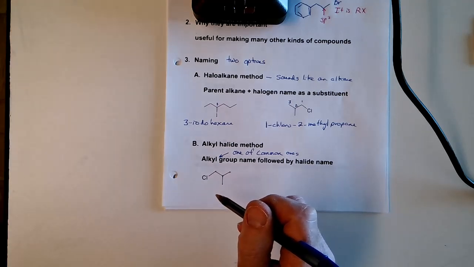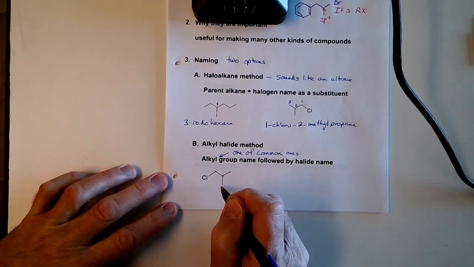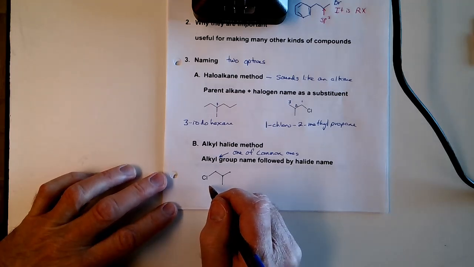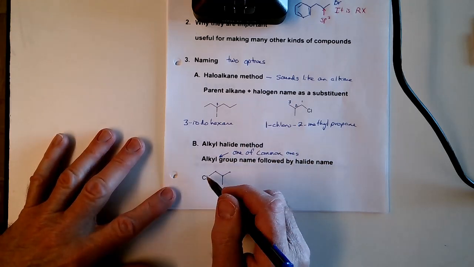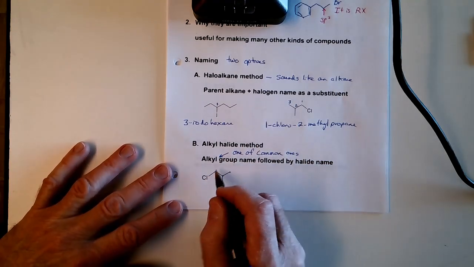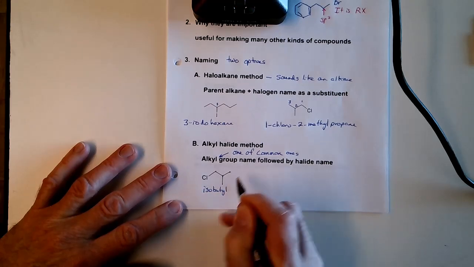It's not sec, because sec is all in a row and you connect to one of the middle ones. It's not tert because you connect there. Which one is this? This is probably the hardest to remember. Anybody know? Got to come through this several times, right? Okay, so this would be isobutyl chloride.